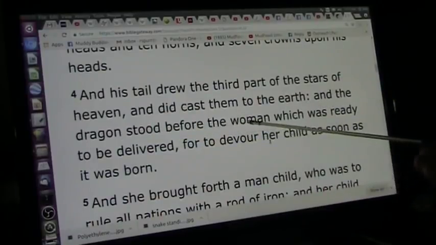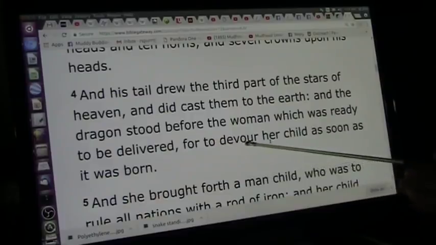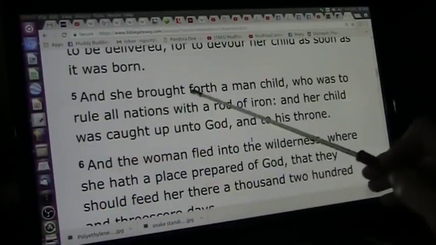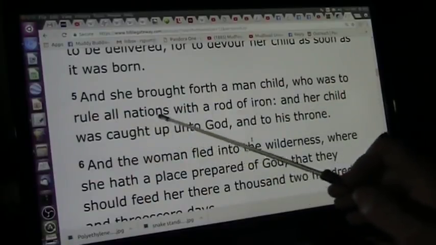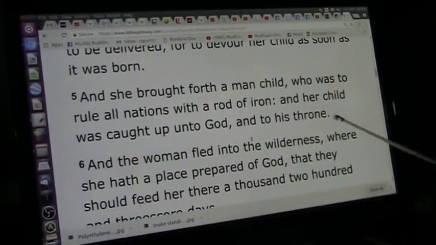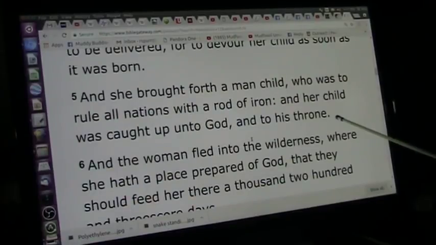And the dragon stood before the woman, which was ready to be delivered, for to devour her child as soon as it was born. He's going to eat the baby from the woman on the moon giving birth, a gigantic woman on the moon giving birth. And she brought forth a man-child, who was to rule all nations with a rod of iron, and her child was caught up unto God and to his throne. She's given birth. The dragon's there trying to eat the baby. God swoops in, takes him to his throne, where this child will rule with a rod of iron.